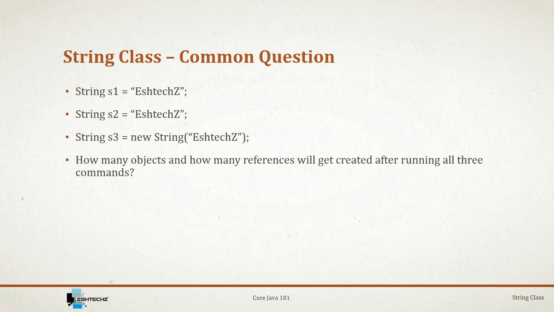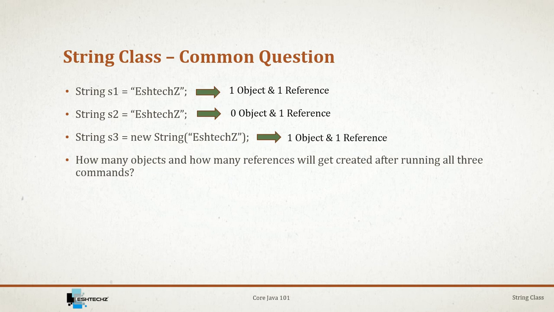It won't create a new object. So for the first string, we are assuming the string constant pool doesn't have EshtechZ. So in this scenario, JVM will create one object and one reference. For second scenario, now we already have EshtechZ inside string constant pool. So JVM will create zero objects, but it will create one reference. And for third scenario, we have seen JVM won't go to the string constant pool because we have used new keyword. So in this scenario, it will create one object and one reference.